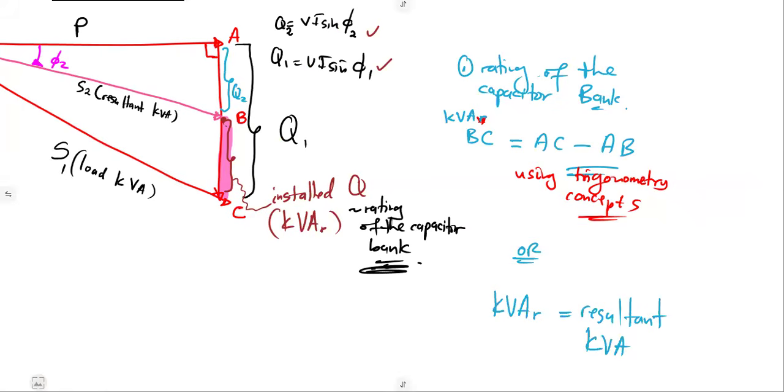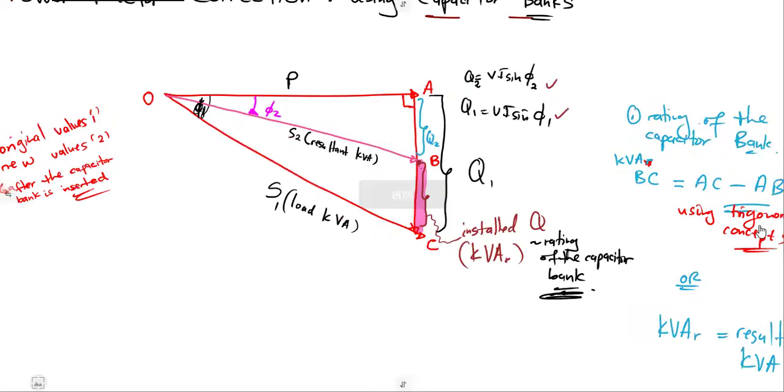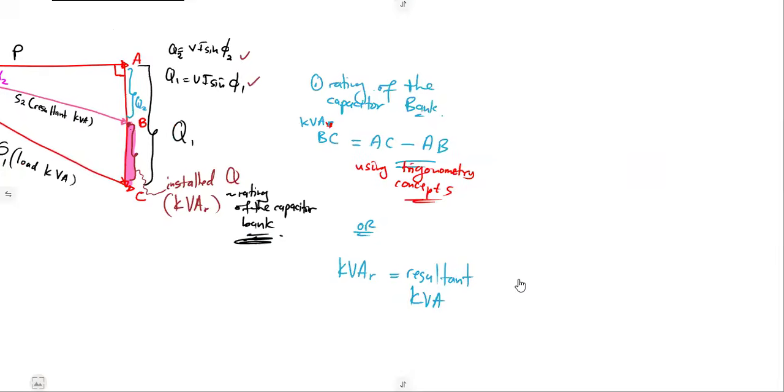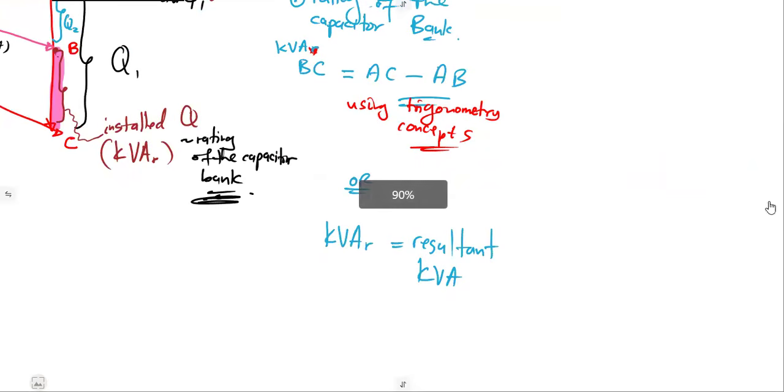From this idea, I want us to see the idea. I'm not done with the formula. I'm going to finish it. I want you to see where it is coming from. This is the part that we need, this one, BC. So from our vector concept, we can simply take the resultant, this one, minus the load. So resultant minus the load from the vector concept can give us our BC, which is the rating of the capacitor bank, our kilovolt ampere reactive.